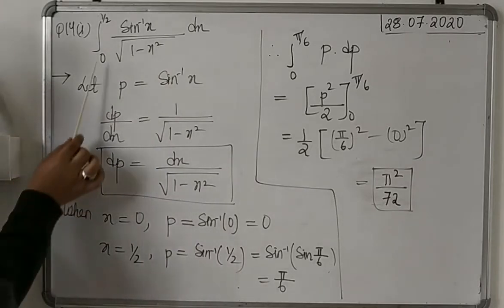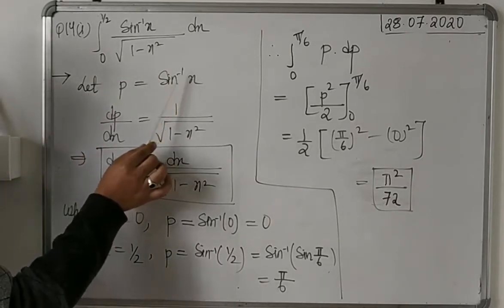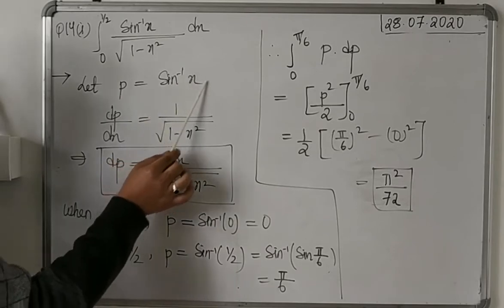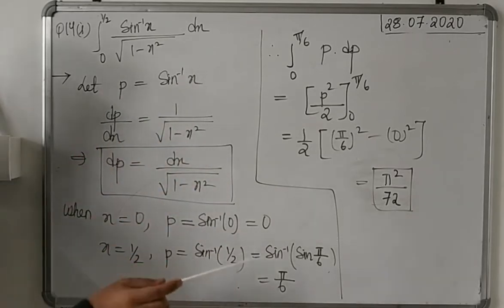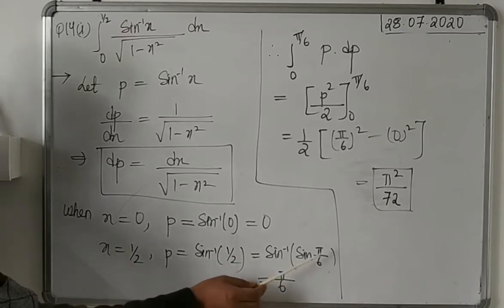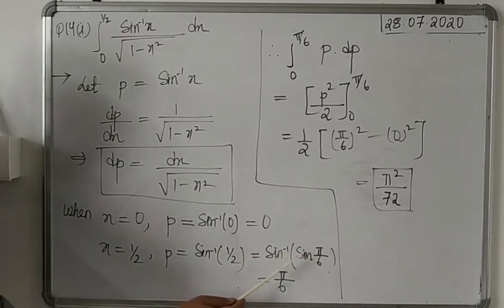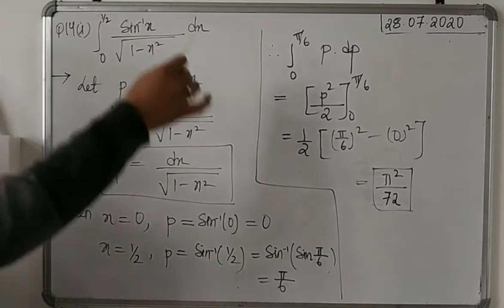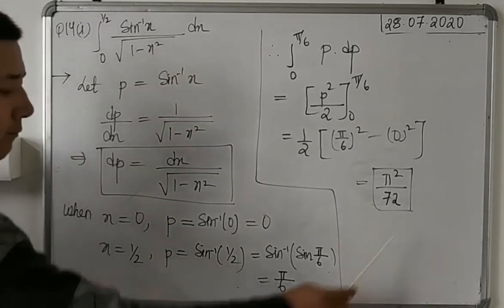So dx by this is dp, no doubt. Now I have to put the limits. When x equals 0, p is equal to sine inverse 0. Now sine of which angle is 0? 0. So hence the value is 0. So lower limit is 0. When x equals half, p equals sine inverse half. Now sine of which angle is half? Sine 30 degree. That is pi by 6. So sine inverse sine pi by 6 will be pi by 6. So lower limit, upper limit. Clear? Pause the video till here and make it clear till here.